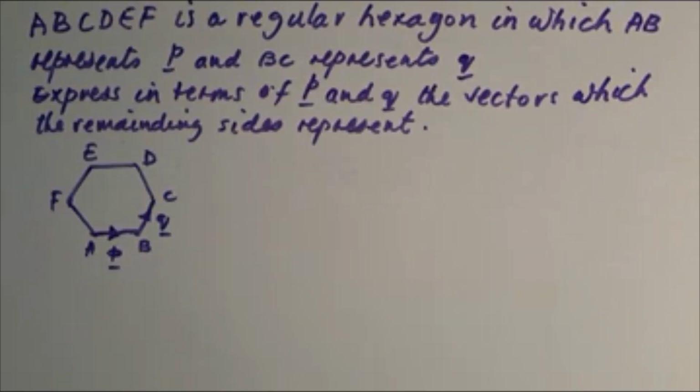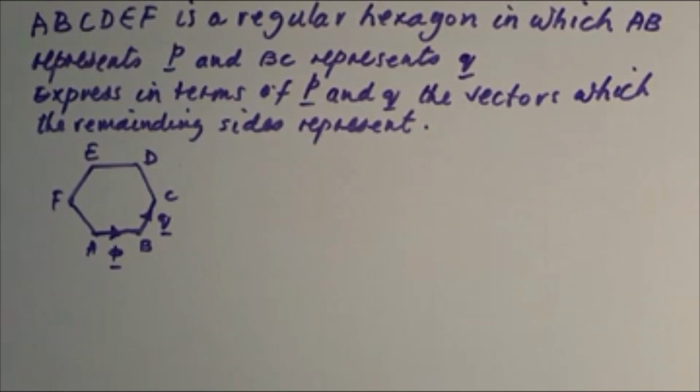Hi there. A, B, C, D, E, F is a regular hexagon in which AB represents the vector P and BC represents the vector Q. Expressed in terms of P and Q, the vectors which represent the remaining sides.